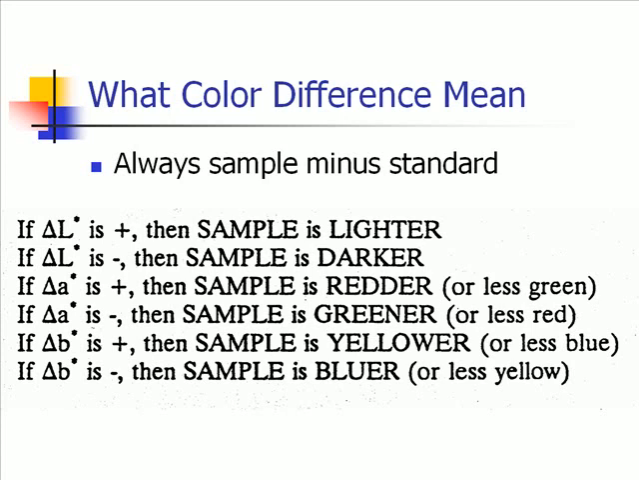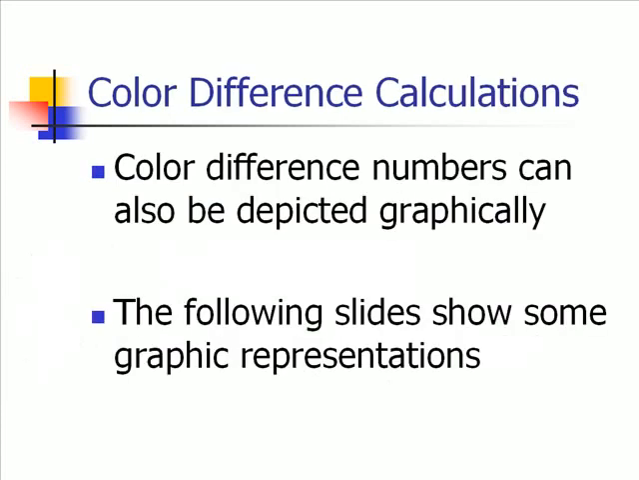The value for those delta numbers tells you how far off it is. So the bigger the number, the farther off it is. And the sign of the difference tells you which direction it's off, whether it's redder, greener, bluer, yellower, that sort of thing. And then color difference numbers can be depicted graphically. The next exercise will show some of those things.